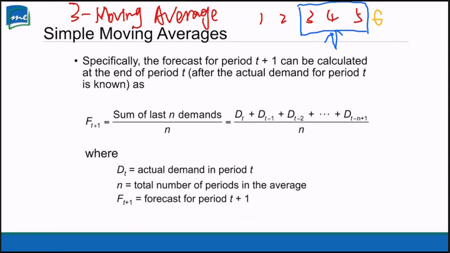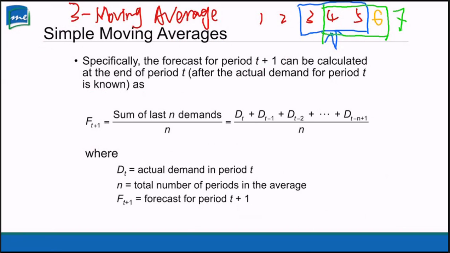Then what is moving average? If you already have the actual number for period 6 and you want to make a forecast for period 7, then for period 7, the average you need to compute is the average for periods 4, 5, and 6. So this is the moving: when you want to compute the forecast for a period, you need to obtain the most recent data for that time period.